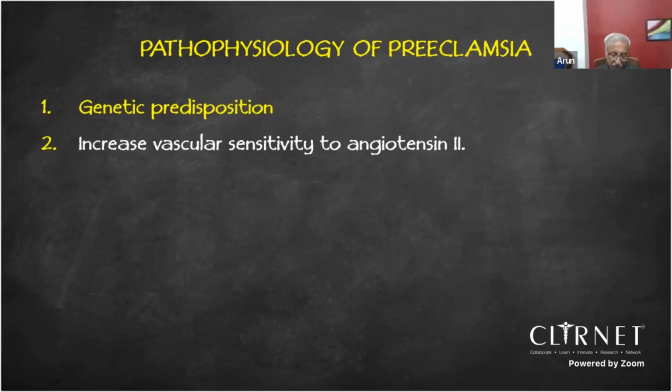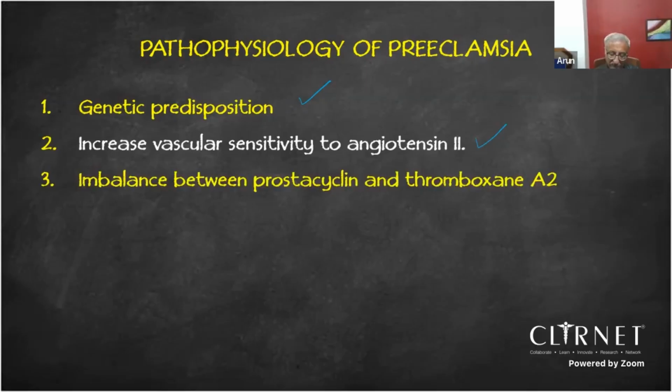There is a genetic predisposition. Many genes have been implicated, but no one particular gene has been pinpointed that is going to cause preeclampsia. Maybe with passage of time, we can pinpoint one particular gene which will be able to describe the mechanism. So there is increased vascular sensitivity to angiotensin 2, which we have understood.